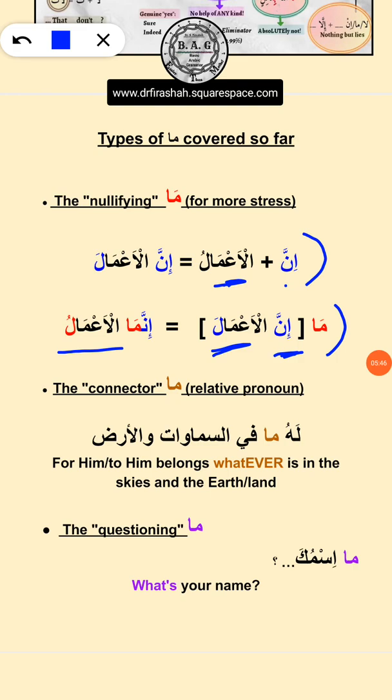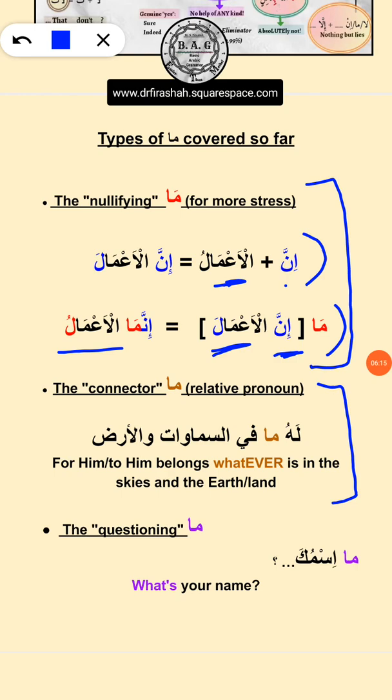Now, I have elaborated this concept with a lot of examples in lesson 3 of section B. So if you have missed it or you haven't watched it yet, then I would really encourage you to go back there and watch it. All right, next you have the connector ma, or the relative pronoun. This is once again from section B, the last lesson of section B. If you haven't watched it, you can always go back and watch this lesson.